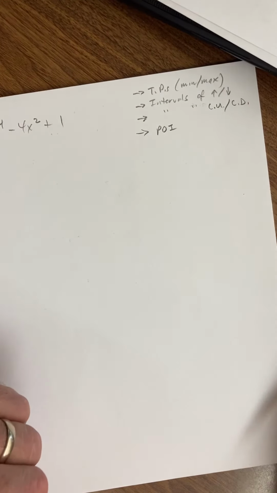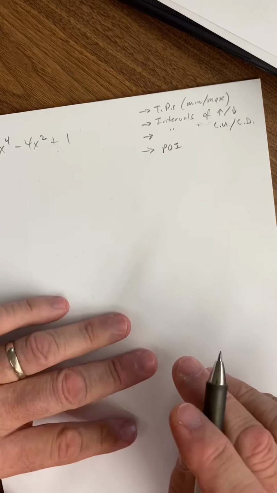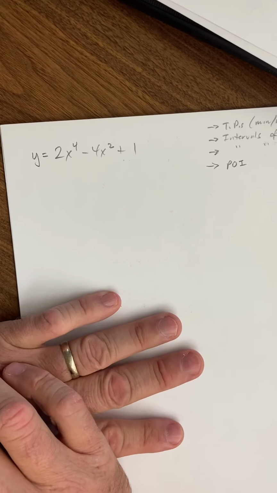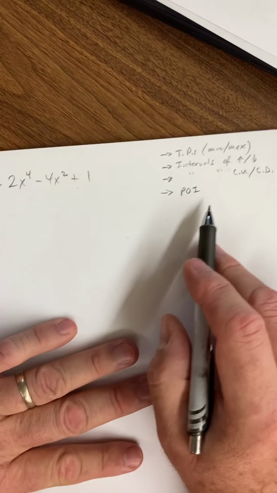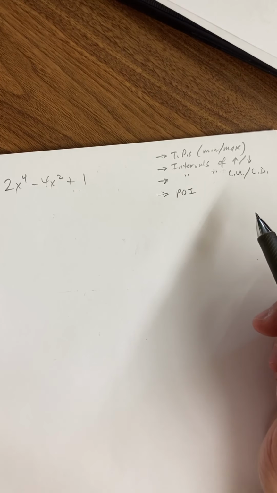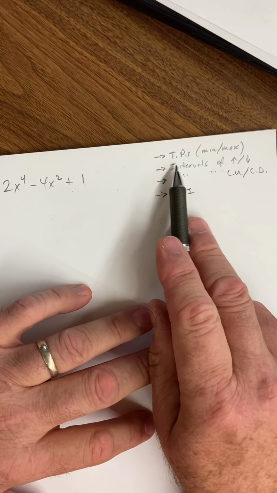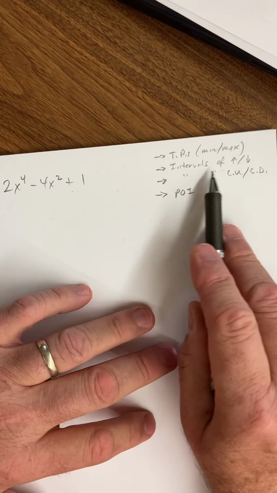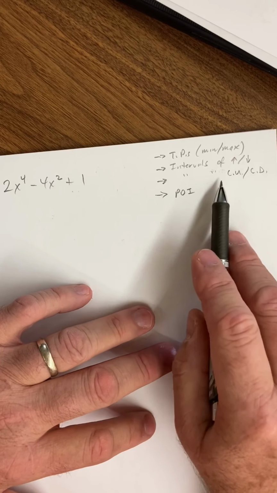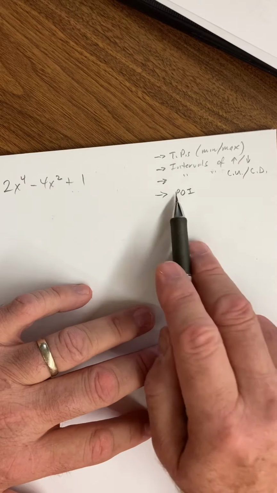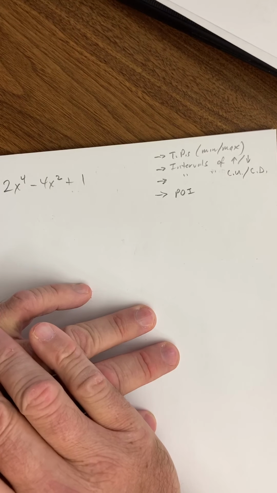All right, now here's another example. We have 2x to the 4 minus 4x squared plus 1, and we're asked to find all of these. So it's pretty much a review for the entire section here. We're going to find the turning points, min and max. We're going to find intervals of increase and decrease. We're going to find intervals of concavity, concave up and concave down. And of course, you can find the POIs.